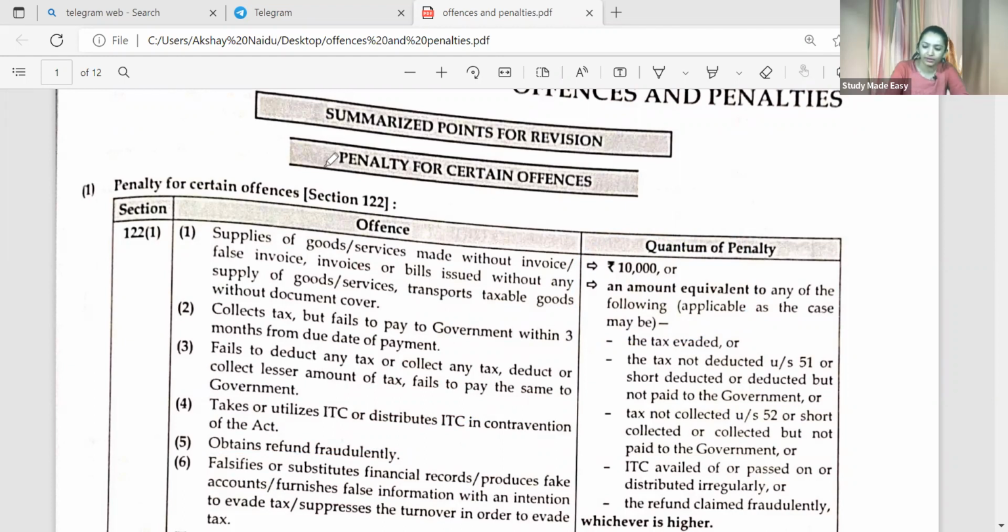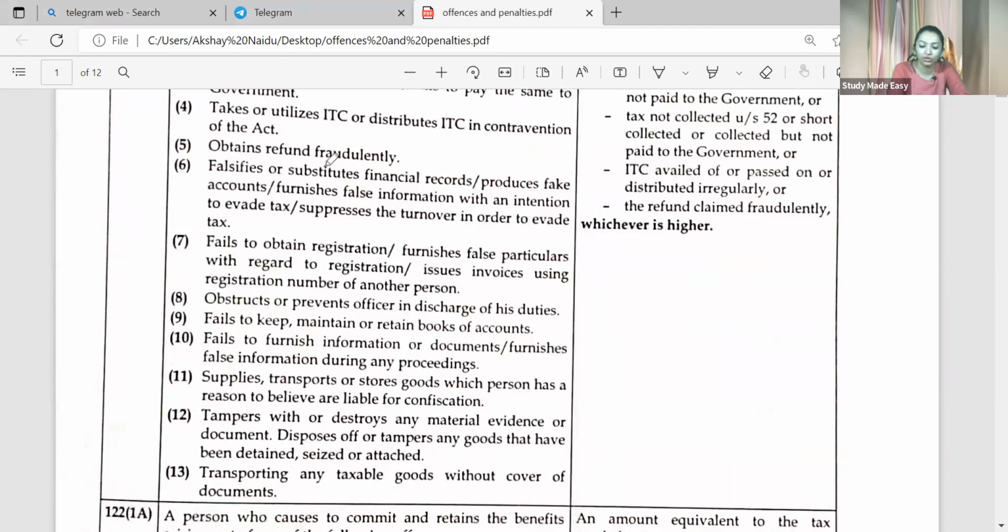Then after this, you failed to obtain registration. You were actually required to obtain the registration, but you failed to obtain it. You should have taken registration, but did not. Prevents an officer in discharging his duty. You are not letting someone do their work. You are preventing a person from discharging the duty. You fail to maintain the books. Either you falsify the books or you fail to maintain the books. You fail to furnish the information. You have information, but you are not furnishing it to the department.